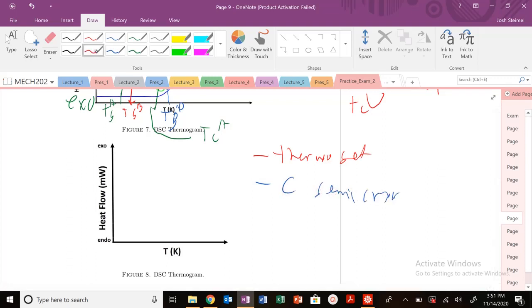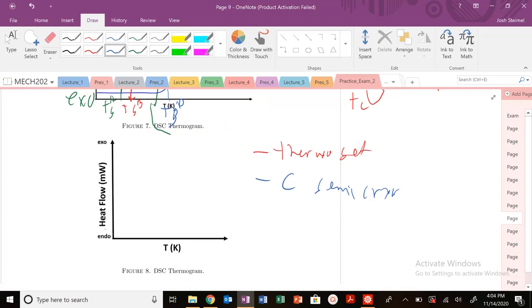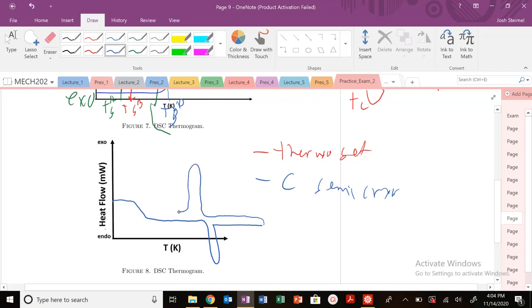So I know that when I heat up first, I am going to go through my Tg, then we're going to melt. I'll continue on there. And then if I cool back down, I'm going to crystallize, which is exothermic. And then I'm going to go back down here because that's my endothermic reaction, and Tg is always endothermic. So that's my heating and cooling curve for semi-crystalline material.